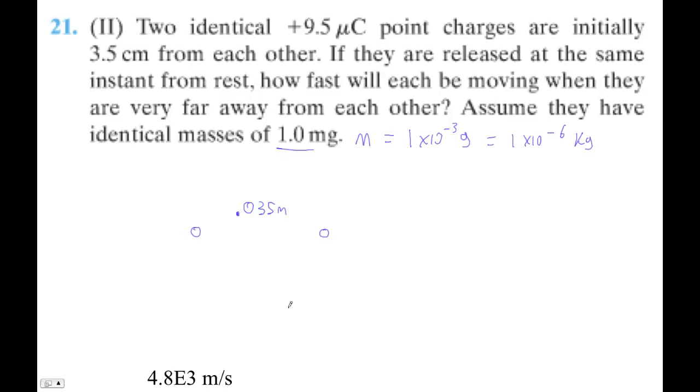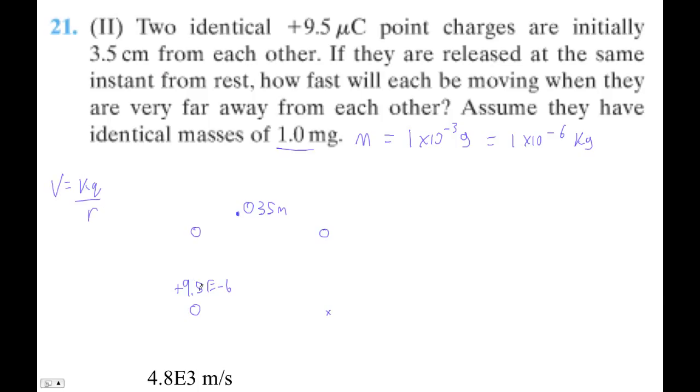And here's how we're going to do it: we're going to pretend this charge, the leftmost one, positive 9.5 e minus 6, is creating a potential right here. Let's figure out the potential that exists where the other charge is now. So let's find that potential. That is kq over r, right?